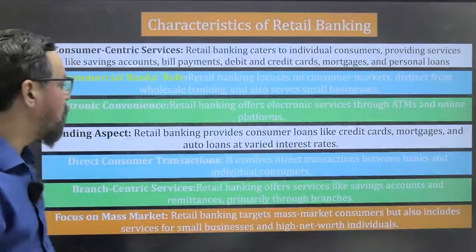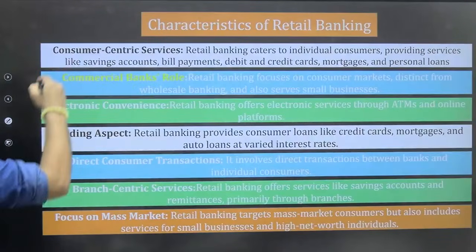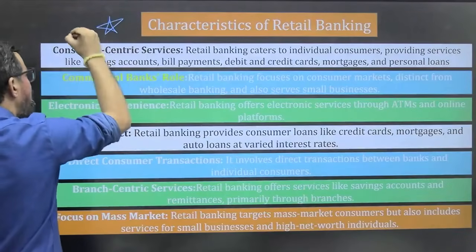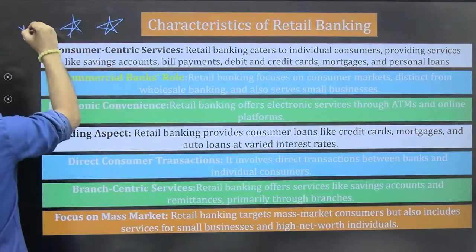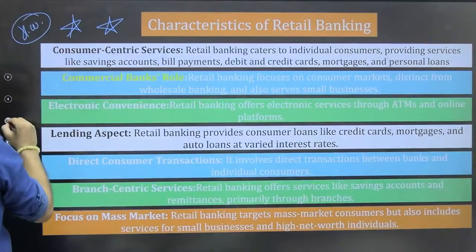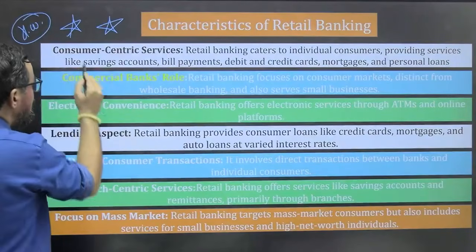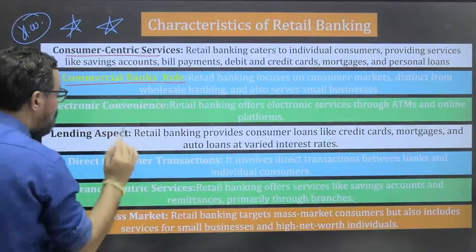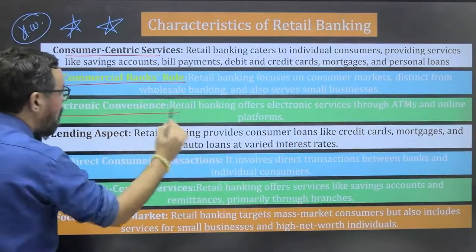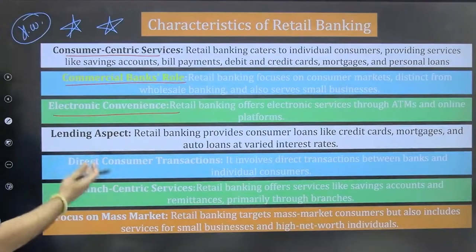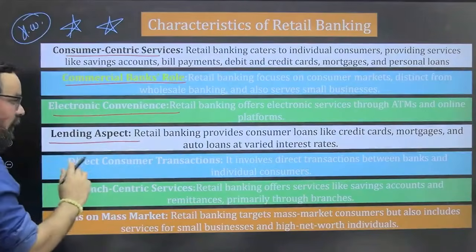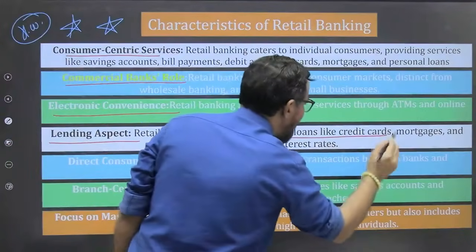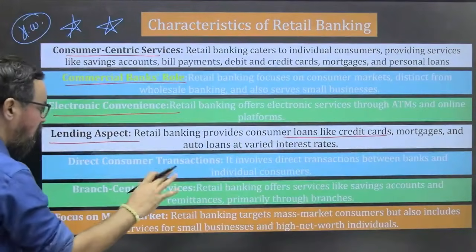Okay, so these are some features and characteristics of retail banking. Please go through this particular one. Okay, I'll mention homework here. Okay, so there are a few things which you have to study yourself. Okay, customer-centric services we provide through this. Commercial bank role as a commercial bank. Okay, electronic conveniences are very high. Lending aspect: retail provides customer loans like credit cards, mortgages, auto loans and others.